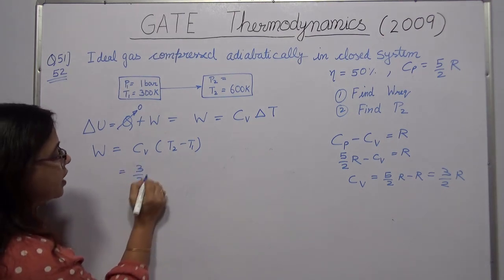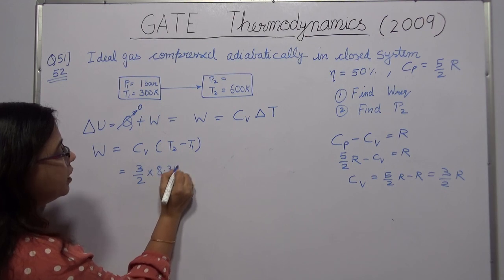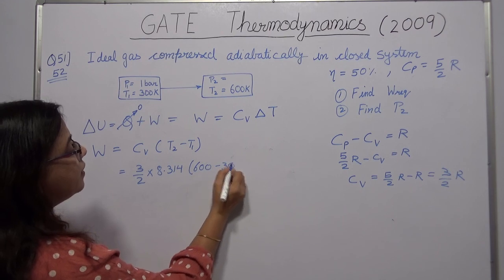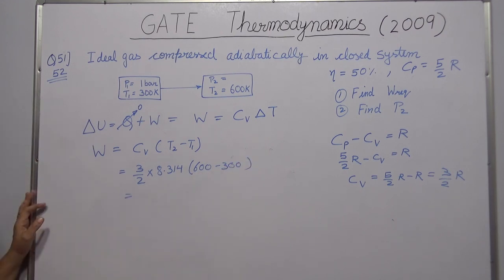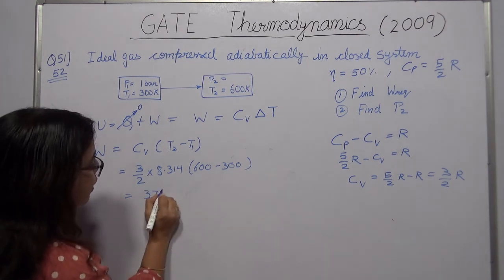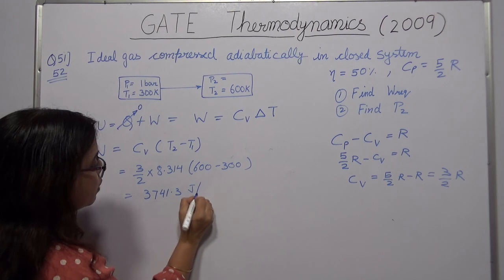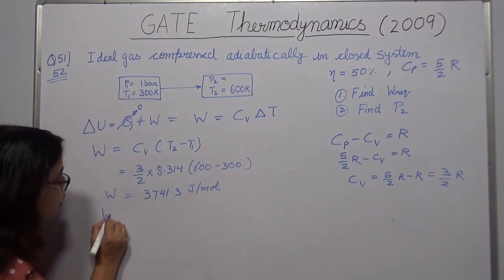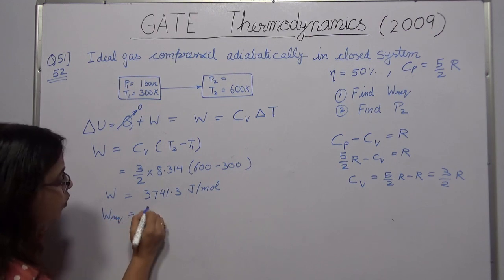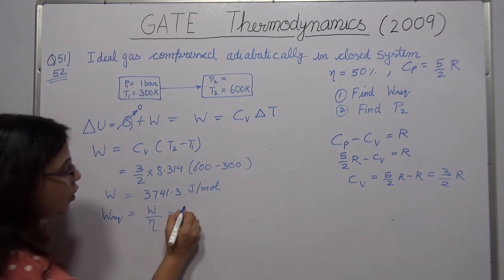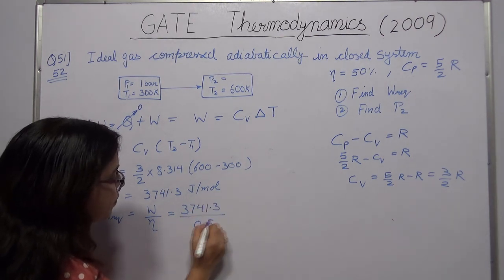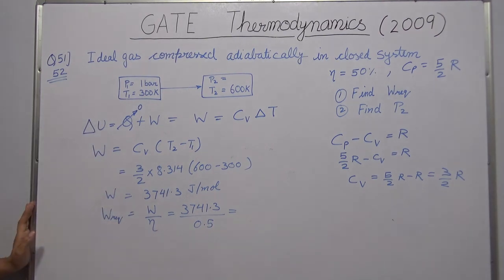Now let's put our value of Cv over here. So 3 by 2 times R, the value is given as 8.314, times T2 minus T1, that is 600 minus 300. If you do the calculation, you will get the answer as 3741.3 joules per mole. Okay, but now the efficiency is given as 50%, so the work required will be equal to W upon efficiency. So I am going to divide this by 0.5.